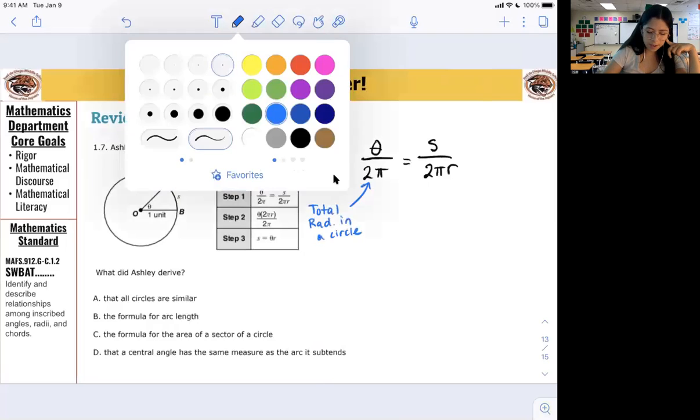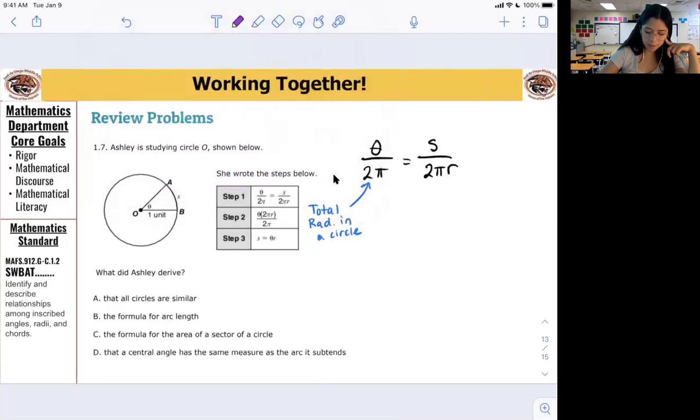On the opposite side, she wrote s over 2 pi r. What's 2 pi r? The circumference, good. So if she's doing the circumference, what is she trying to find? Is she trying to find the area of the sector, or is she trying to find the arc length? Arc length, yeah. So this means that that's arc length.